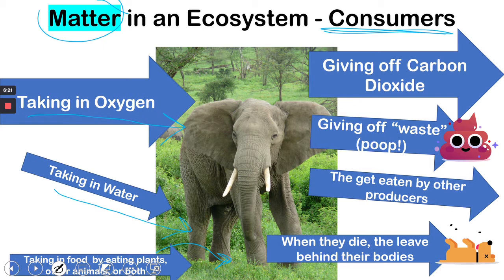What matter are they getting rid of? Well, they give off carbon dioxide. When we breathe out, we let carbon dioxide out. They're also pooping. When they're done eating something, they're giving off waste. So that's a type of matter they're giving off.